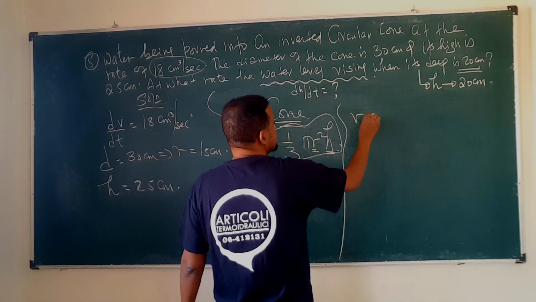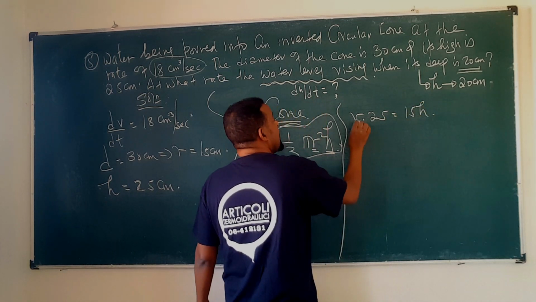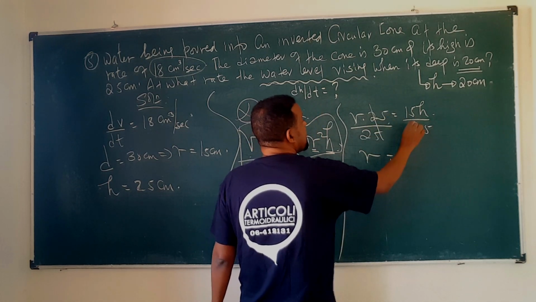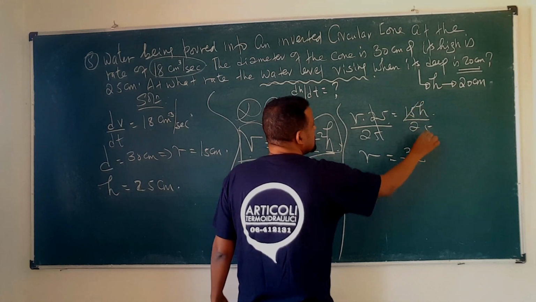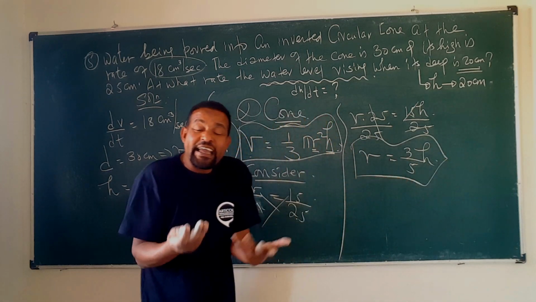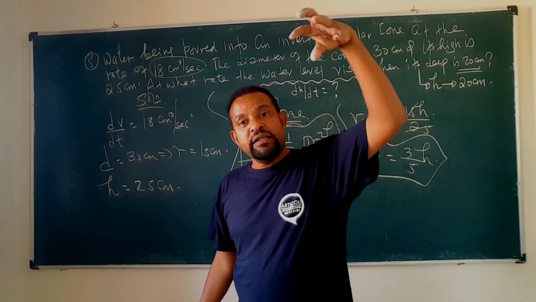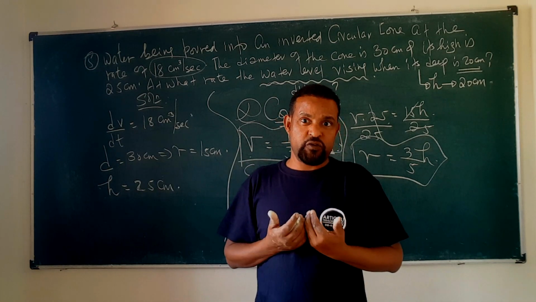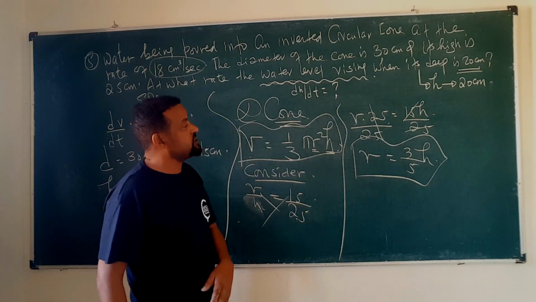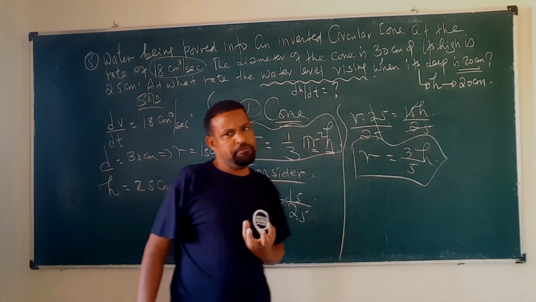So r times 25 is equal to 15h. To get r, divide by 25. So r is given by 15 over 25, which is 3 over 5 of h. So we related r and h. r is 15 centimeter and the height h is 25 centimeter, so we can relate them. We considered r over h as 15 over 25, then by crisscrossing, r is 3/5 of h. This is the relationship.